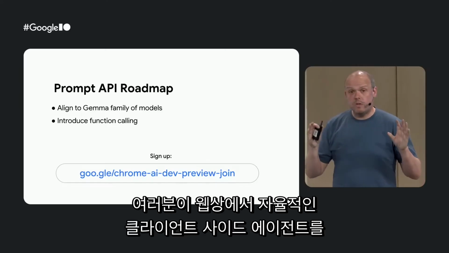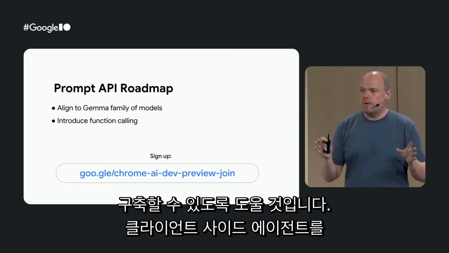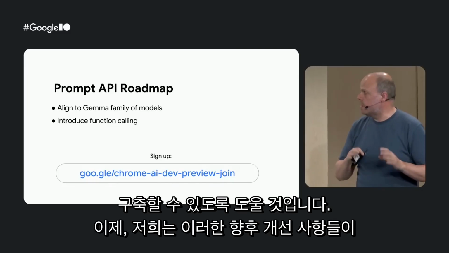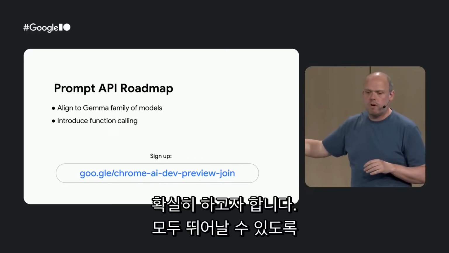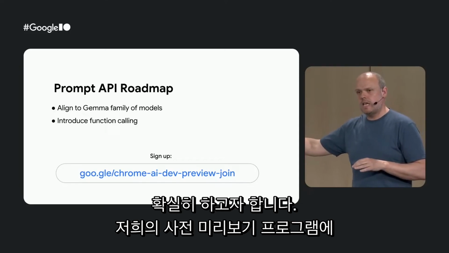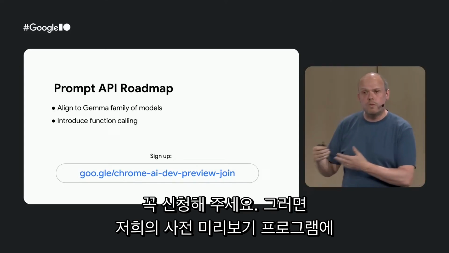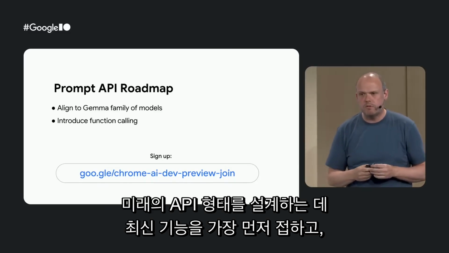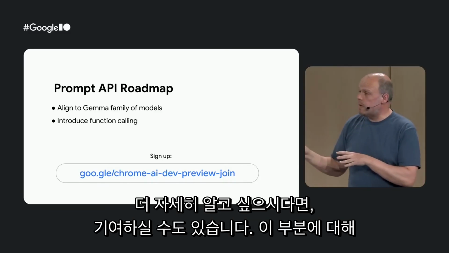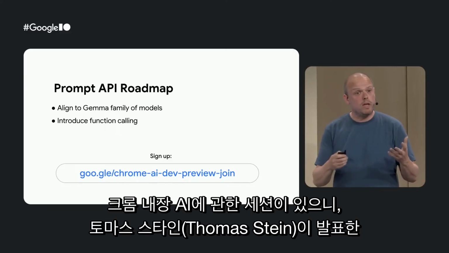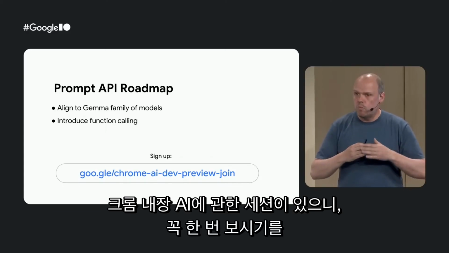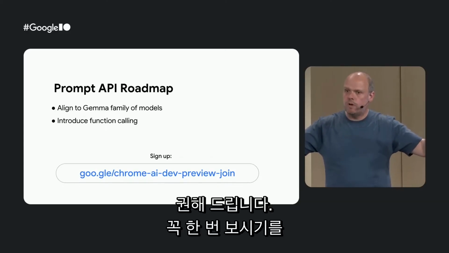Now, we do want to make sure that these upcoming improvements are rock solid. The performance and the quality and the security are all great. So please do sign up for our early preview program so you'll get access to the latest capabilities, and also the ability to help us influence the shape of these APIs into the future. If you want to learn more about this, Thomas Steiner has a talk, Build New Features Using Built-in AI in Chrome, and I encourage you to watch that because it's way more expansive about what we're doing with built-in AI on device.